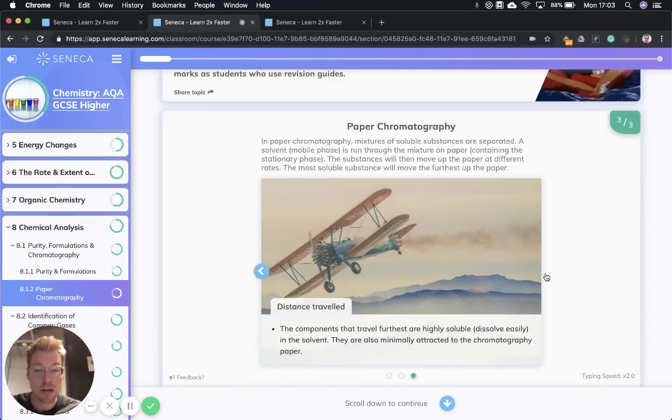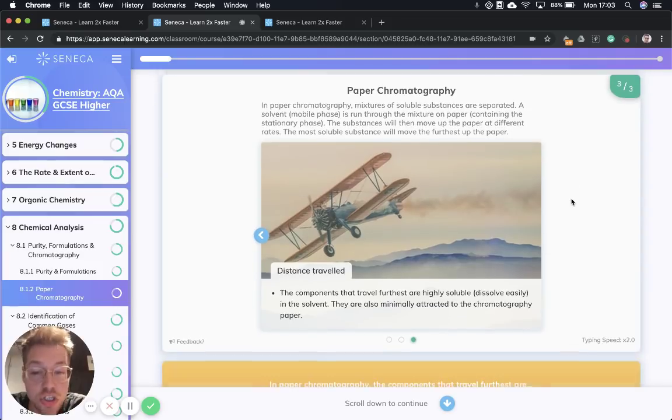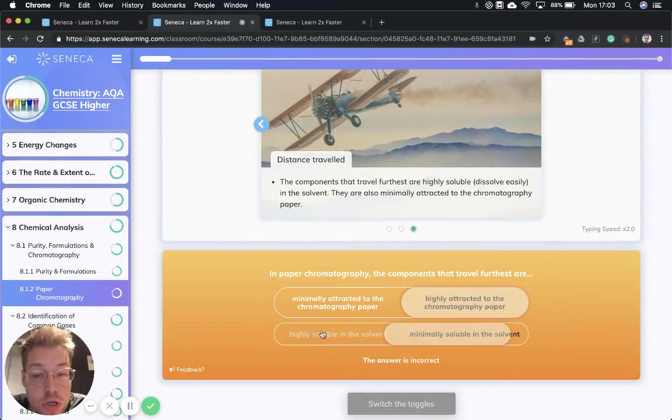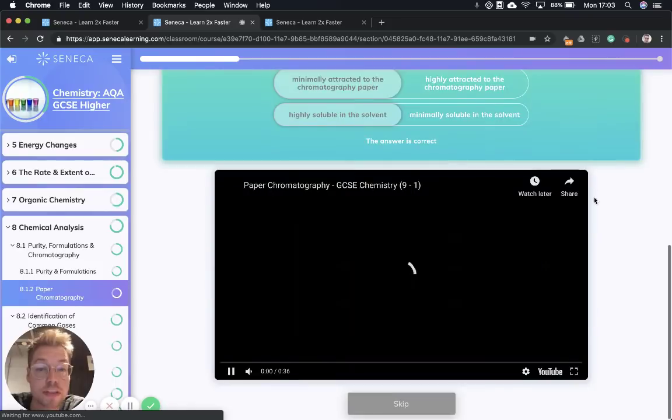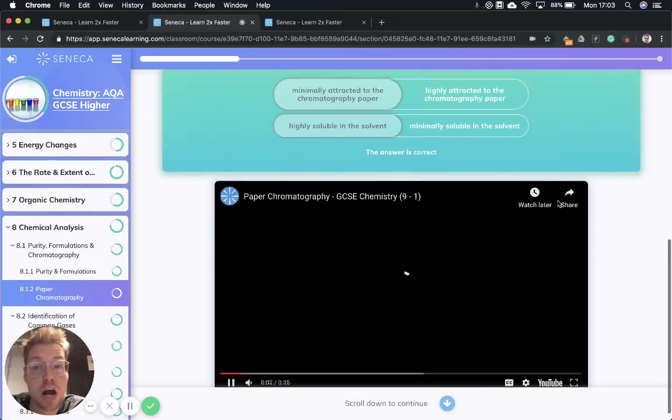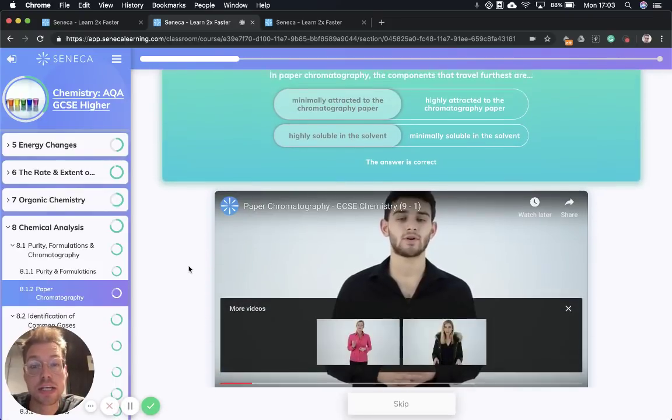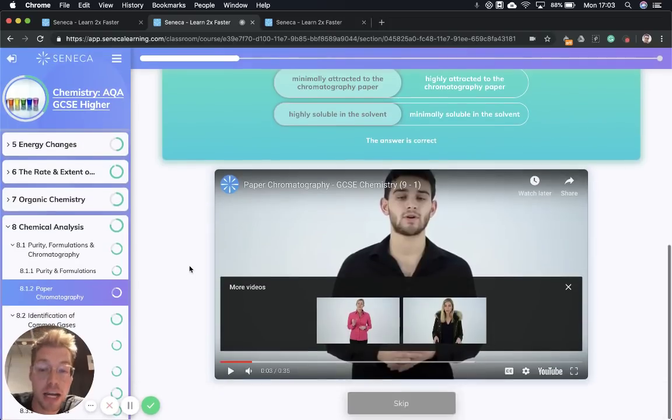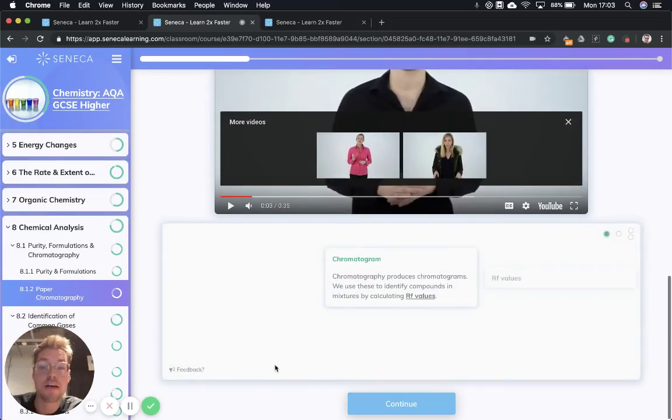The components that travel furthest are highly soluble, dissolve easily in the solvent. They are also minimally attracted to the chromatography paper. Okay, so in paper chromatography, the components that travel furthest are minimally attracted to the chromatography paper and are highly soluble in the solvent. Fantastic.